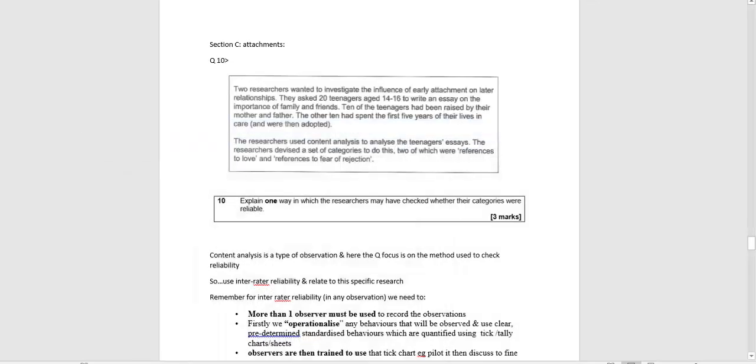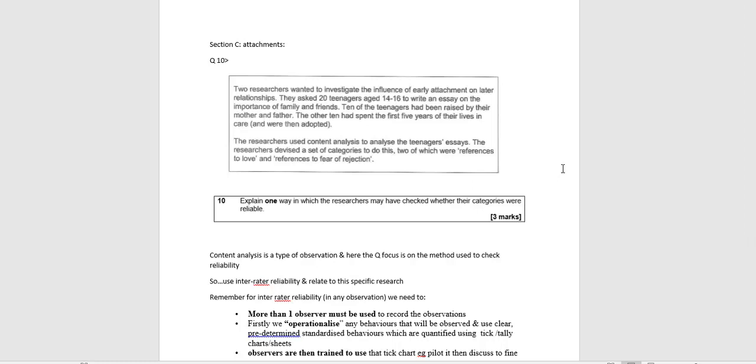This is a research methods question, so it comes into papers 1, 2 and 3. It's dealing with content analysis and reliability in this particular case, but it is part of an attachment question. That's why it was included in paper 1 for attachments, but it is actually a research one. So we'll have a look at the specific question. It was from a sample exam paper from AQA, and it goes like this.